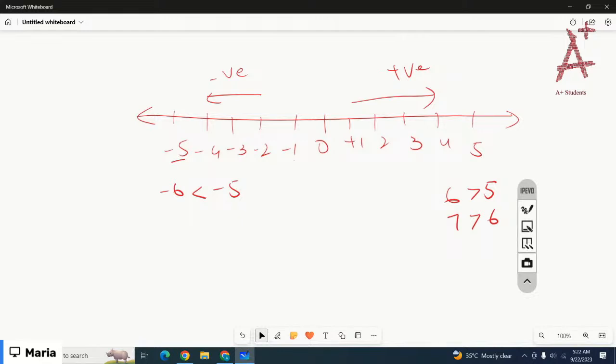So what if you are comparing two numbers, right? If you are comparing a positive and a negative number, for example, you are going to compare 5 and negative 5. So positive numbers are always greater than 0 and always greater than the negative numbers, right?